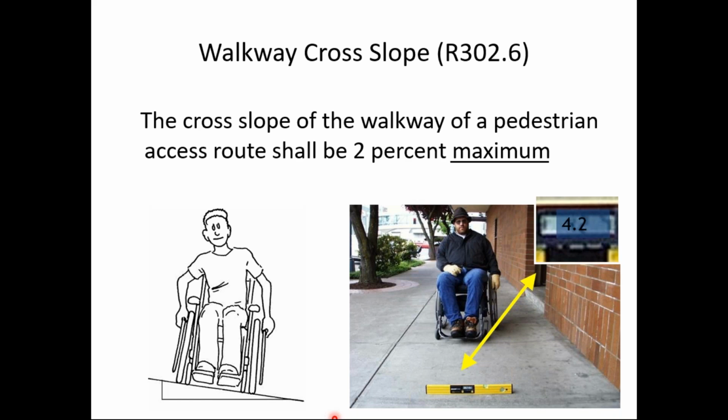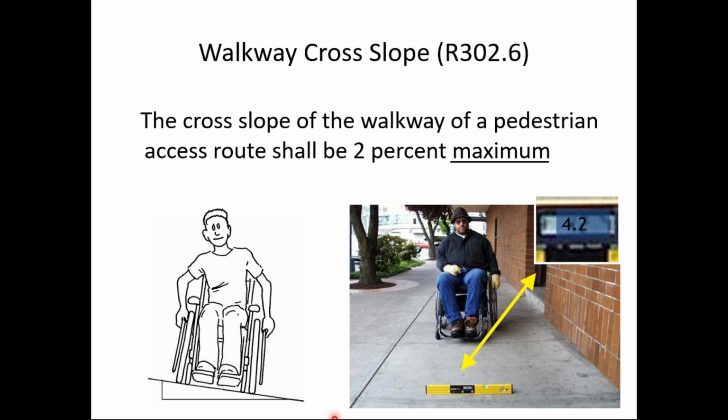And there's no allowance for construction tolerance. So if your contractor or your builders say the best we can do is plus or minus 0.5%, then we should be designing for 1.5%, so that when they're built, the sidewalks won't exceed 2%.